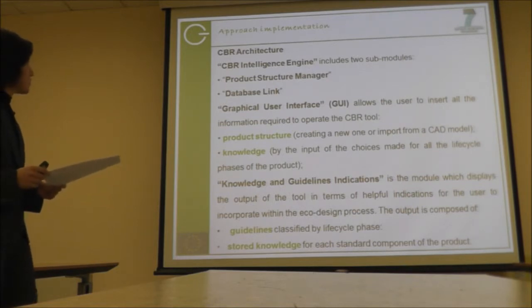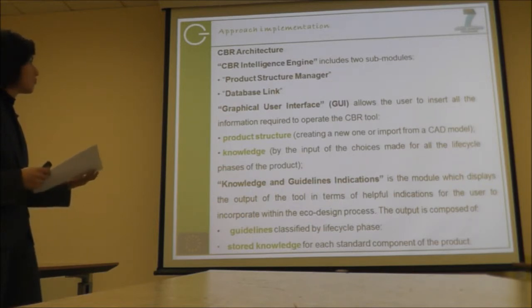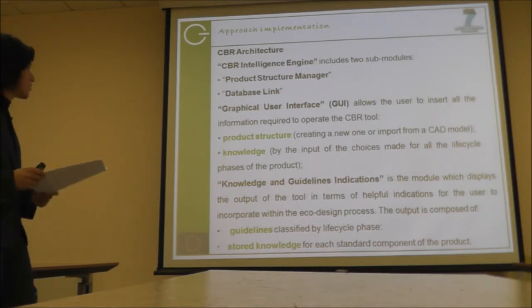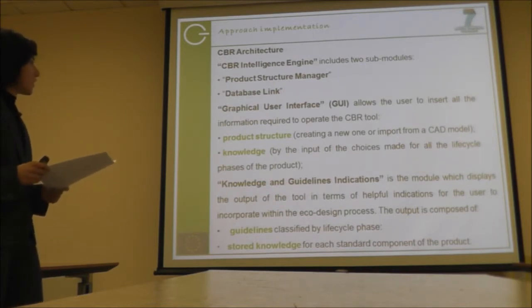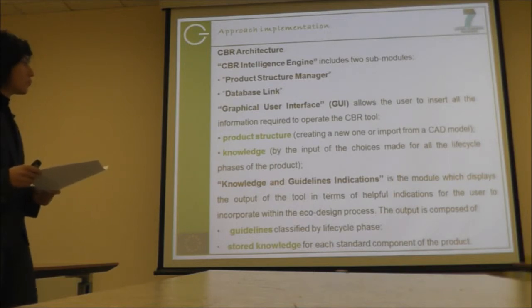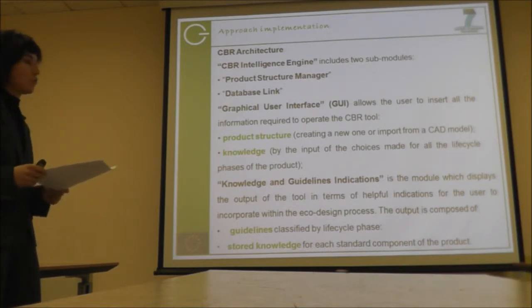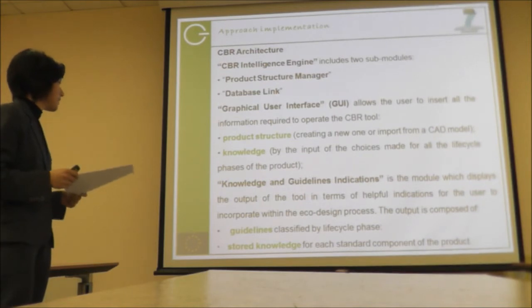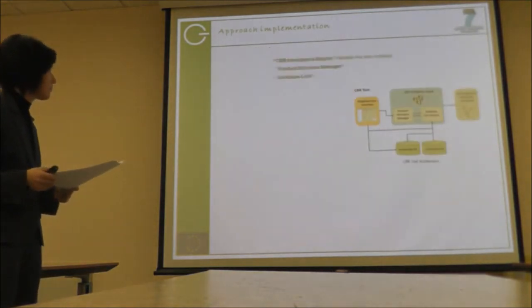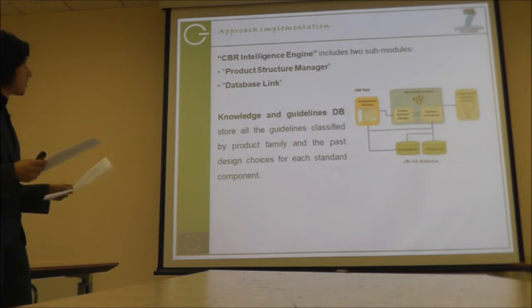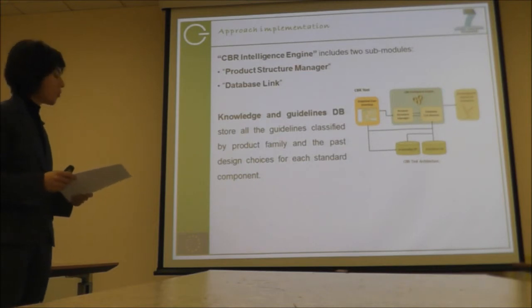The second module is the graphical user interface that allows the user to insert all the information needed to the tool, in particular the product structure and the knowledge. Then the knowledge and guideline indication, that is the module which displays the output of the tool, the eco-design guidelines and the knowledge. And the knowledge and guideline DB, in which are stored all the guidelines and all the company eco-knowledge.